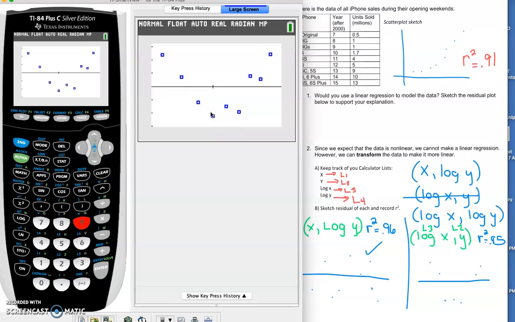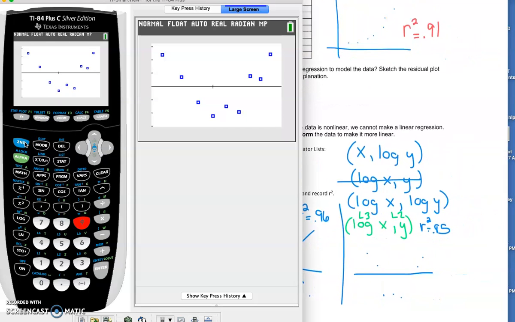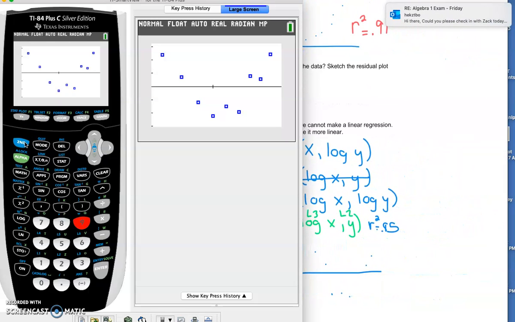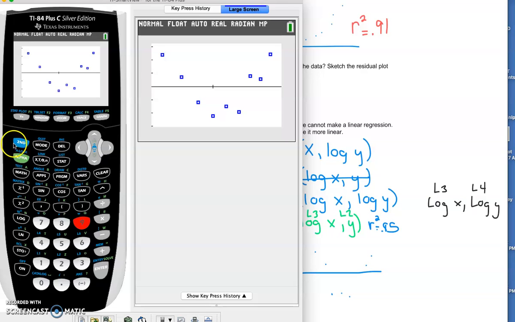So far the best one appears to be x versus log of y, but let's just check out our last one where we take the log of x versus the log of y. Perhaps that could make it even better. So as I look at this, log of x versus log of y. I'm going to be comparing L3 versus L4 in this one.